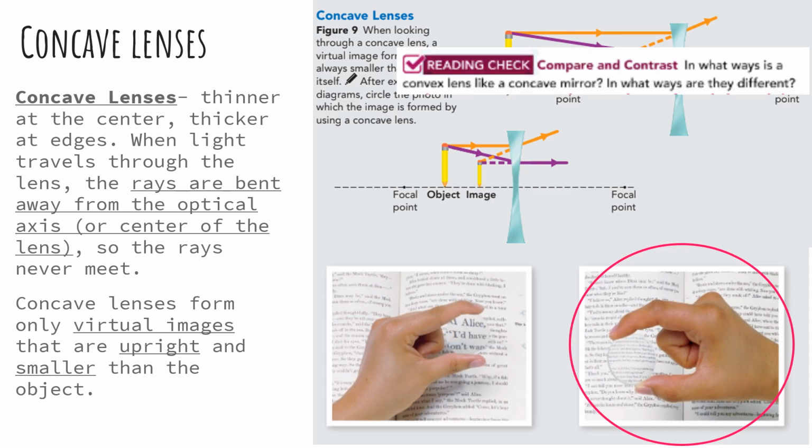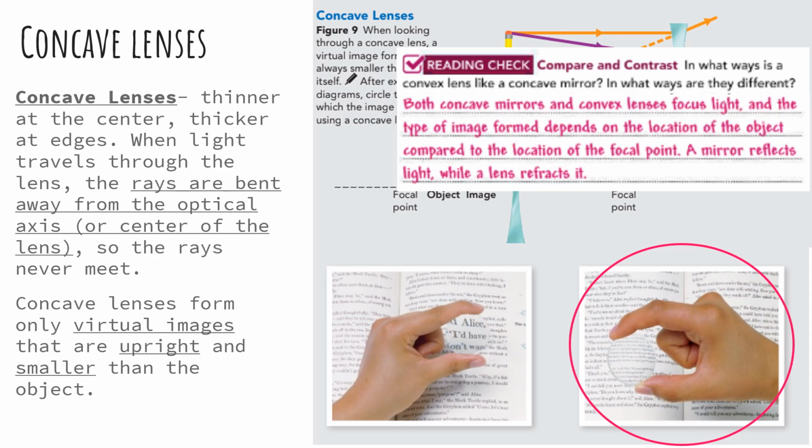Reading check. In what ways is a convex lens like a concave mirror? And in what ways are they different? So both concave mirrors and convex lenses focus light, and the type of image formed depends on the location of the object compared to the location of the focal point. A mirror reflects light, while a lens refracts it.